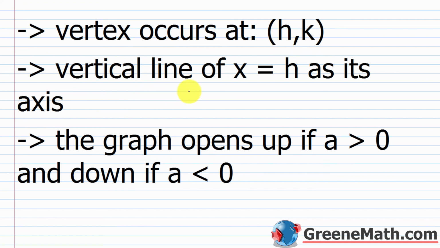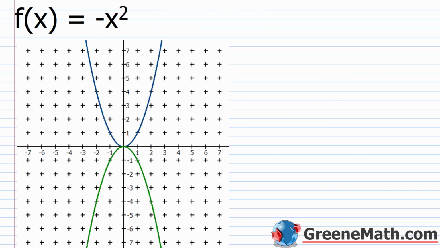Then we have a vertical line of x equals h as its axis. Again, that's going to split it in half. If you fold on that, the two curves are going to coincide. And then the graph opens up if a is greater than 0, right? If a, the coefficient of the squared variable, is positive, and it's going to open down if a is less than 0, or again, the coefficient of the squared variable is negative. All right, so overall, not too difficult, just things you need to get used to. A lot of it is just memorizing what you need to do.